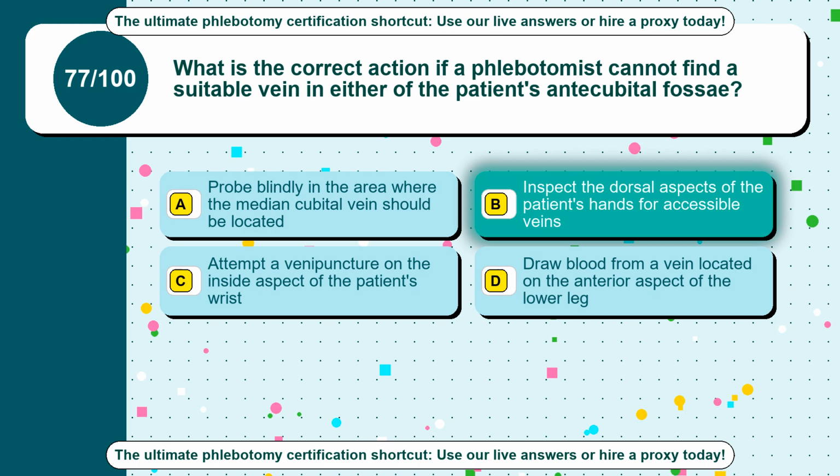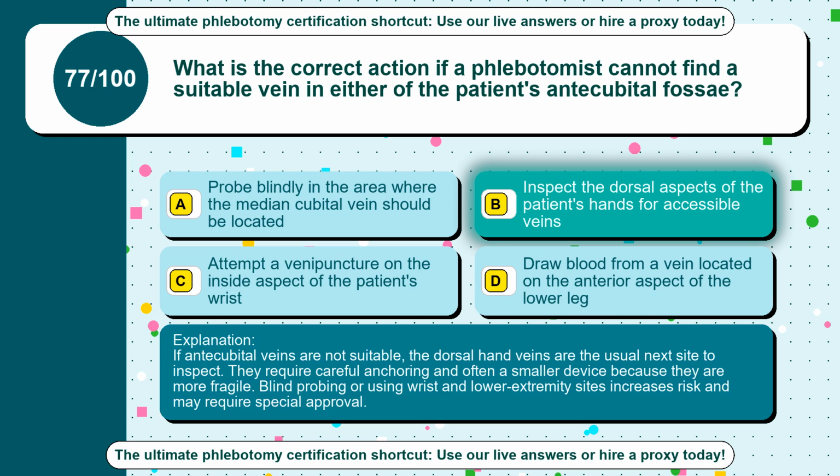The correct answer is option B, inspect the dorsal aspects of the patient's hands for accessible veins. If antecubital veins are not suitable, the dorsal hand veins are the usual next site to inspect. They require careful anchoring and often a smaller device because they are more fragile.